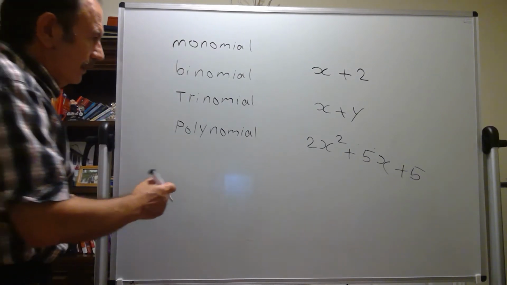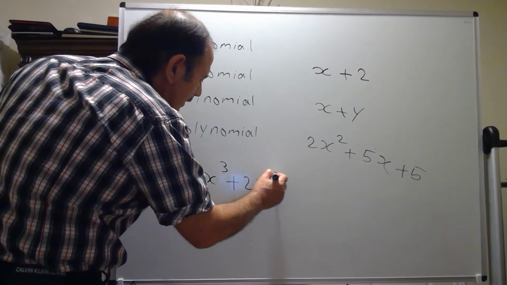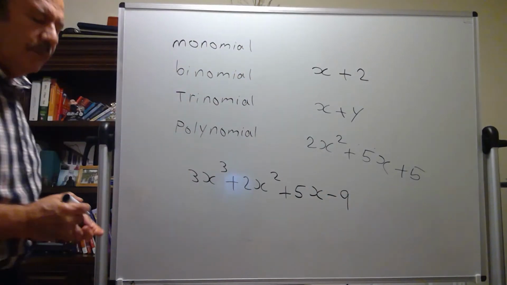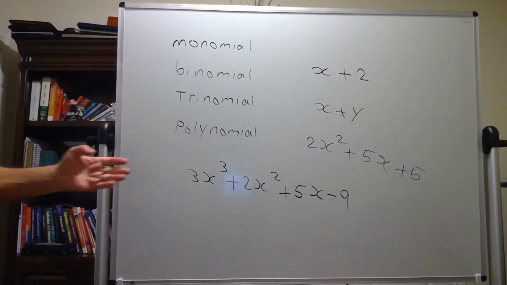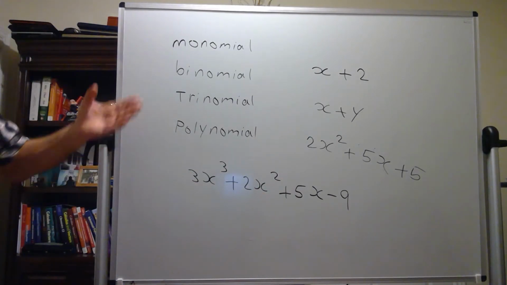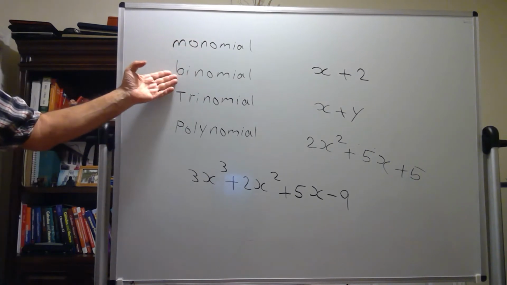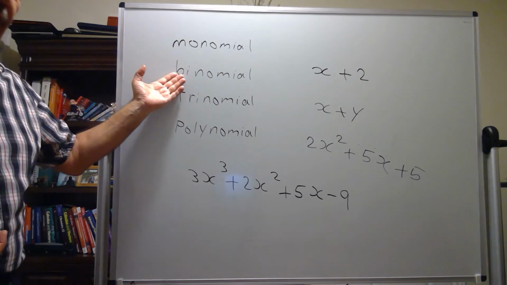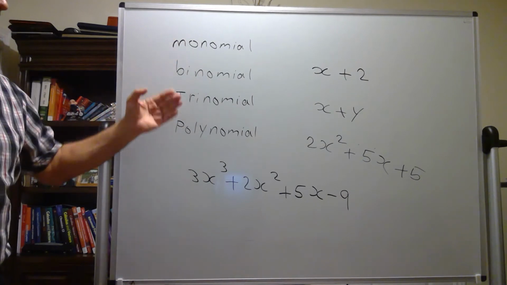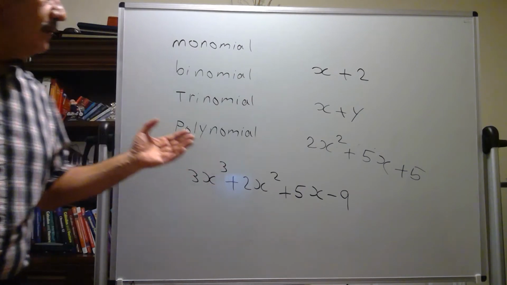As an example, 3x cubed plus 2x squared plus 5x minus 9 is a polynomial. Polynomial is more than one monomial. But again, if we have only one term, we call it monomial, two terms or two monomials, we call it binomial, three terms or three monomials, we call it trinomial. More than three, or in general for all of them, we call them polynomial.